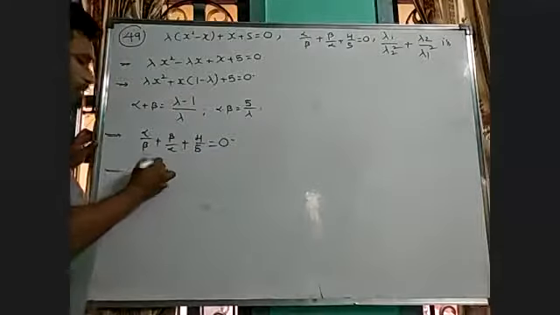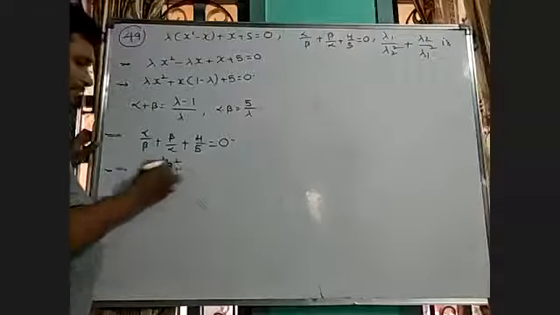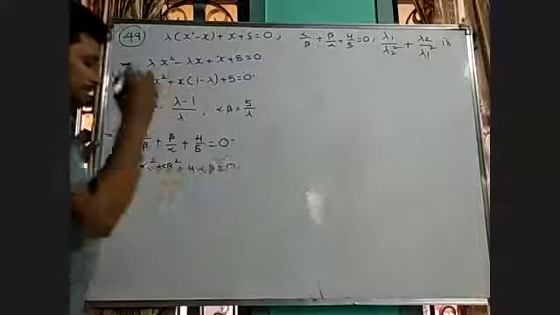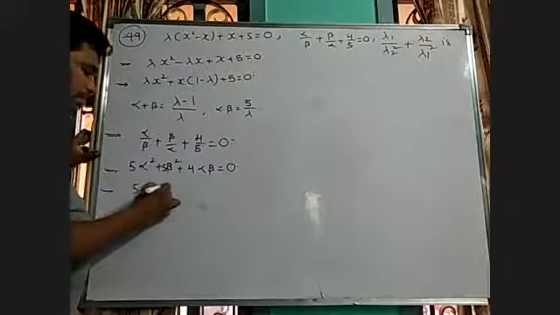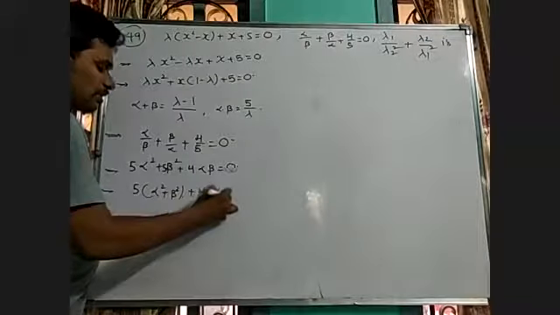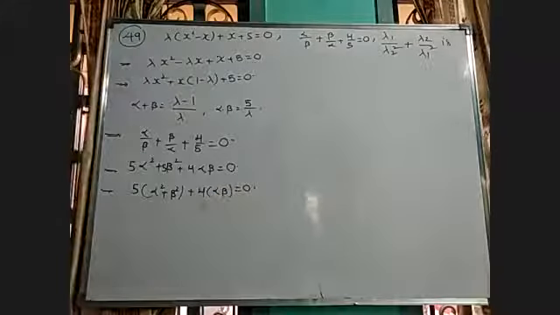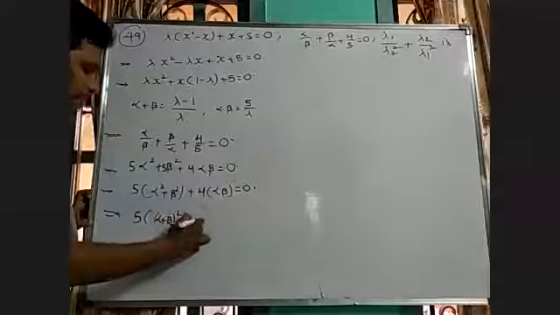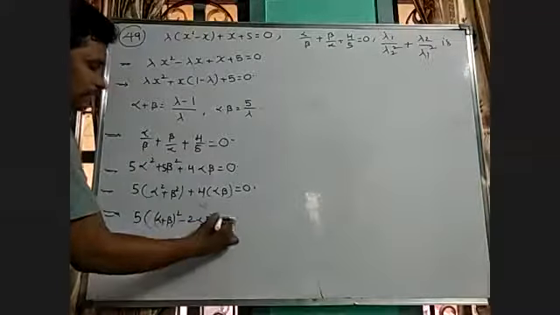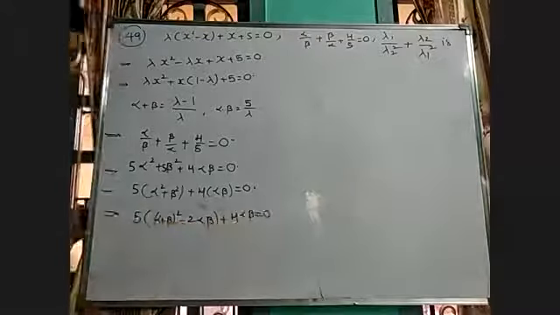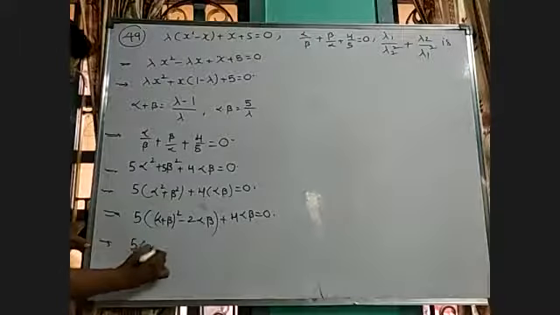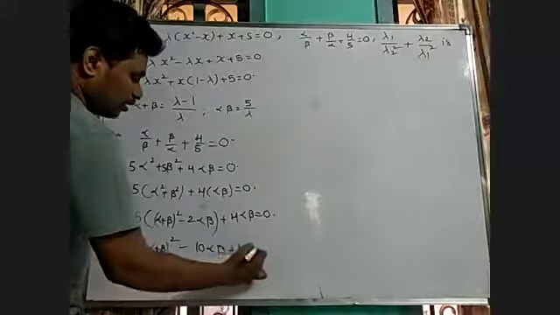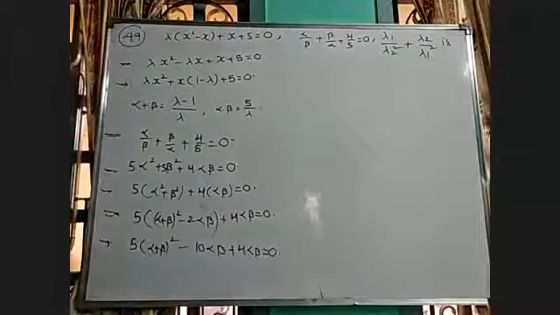Okay, if you take alpha square plus beta square, this is 5 alpha square plus 5 beta square plus 4 alpha beta equals to 0. Here I am taking 5 common: alpha square plus beta square plus 4 alpha beta. Then 5 into alpha plus beta whole square minus 2 alpha beta plus 4 alpha beta equals to 0. If you multiply, what we get: 5 into alpha plus beta whole square minus 10 alpha beta plus 4 alpha beta equals to 0.